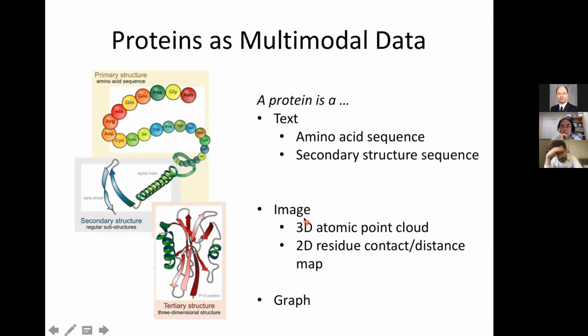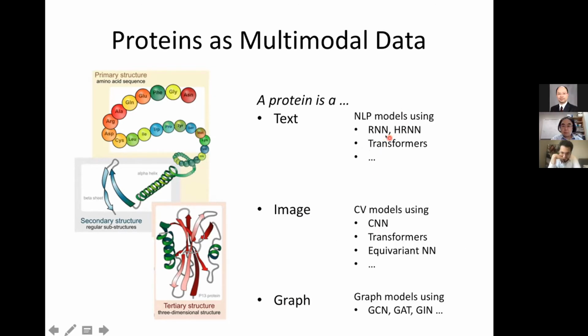It's also an image because it falls into a structure; you can regard it as a 3D atomic cloud, a 2D residue contact map, or distance map. And you can represent it as a graph as well. So it's really fantastic that you have this one physical entity that exists as model, as data in multi-modalities. Think about what is happening now in deep learning or artificial intelligence. We have NLP models good at learning text. We have CV models good at learning images, and we have graph models good at learning graphs. And it's really a fantastic opportunity for use-inspired new AI research.